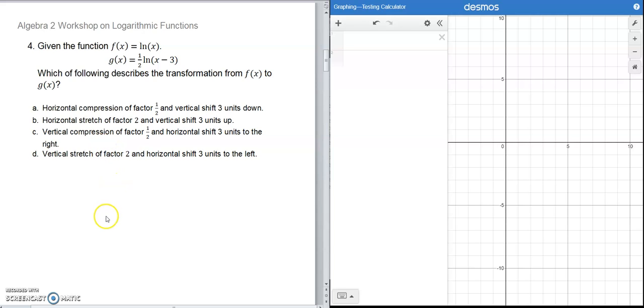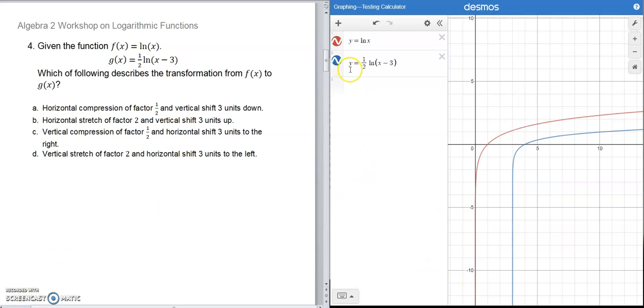Let's go ahead and confirm this on Desmos. This is the graph for ln x. And the blue graph is your transformed graph. As you can see, it's been vertically compressed with a factor of 1/2, and it also shifted 3 units to the right, and that can be confirmed by 1, 2, 3 right there.